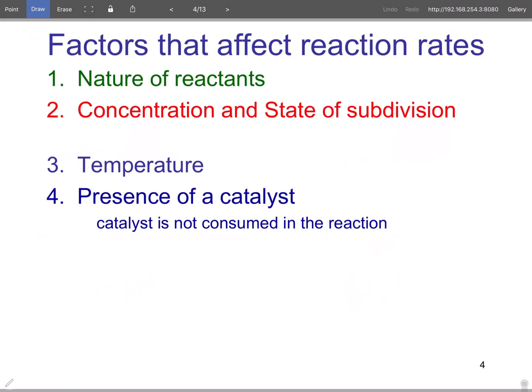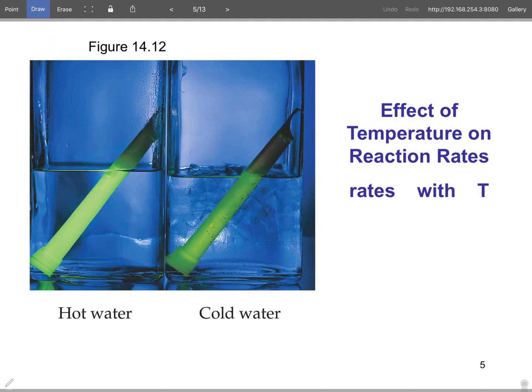So remember, we talked about the nature of reactants, concentration, state, and subdivision as factors that affect reaction rates, and we said that we come to temperature. Just a minute ago, we said that in the collision model, you have to collide with proper orientation and you have to have enough energy. Well, where do we get our energy? We get it from temperature. Notice that it's brighter in hot water than in the cold water. So the net effect is the rates will increase with increasing temperature.